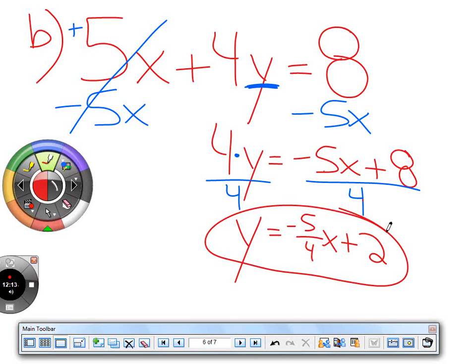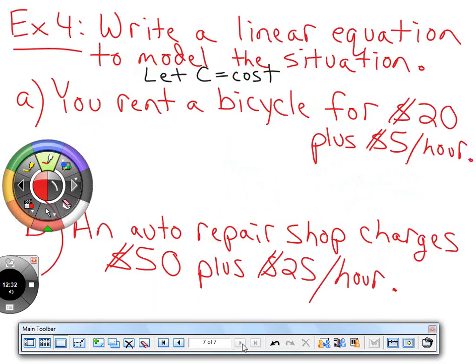Could be super quick to graph. Super duper quick. We don't have to graph it on this one, but hey, I graph quickly with this form. Go up to 2. We go down 5 over 4. They're quick to graph. Okay? I want you to see that slope-intercept form is the way to go. Last thing we need to be able to do.